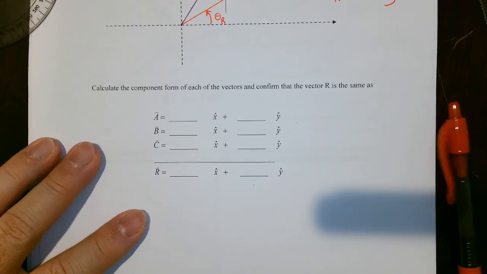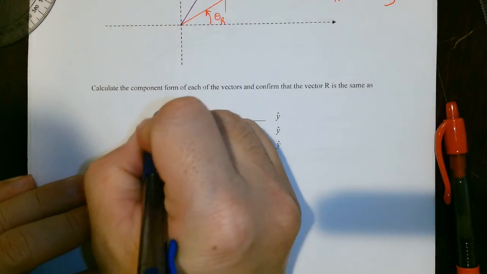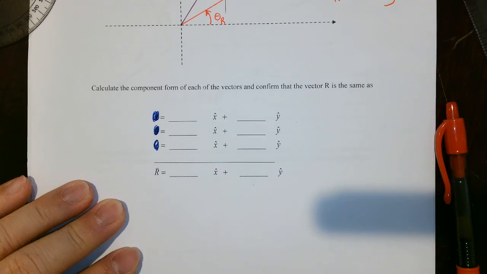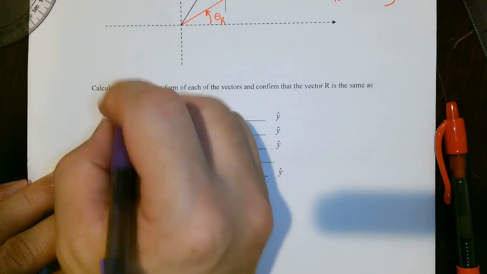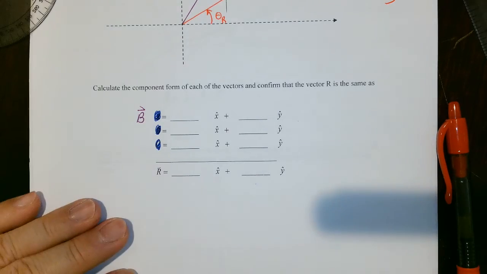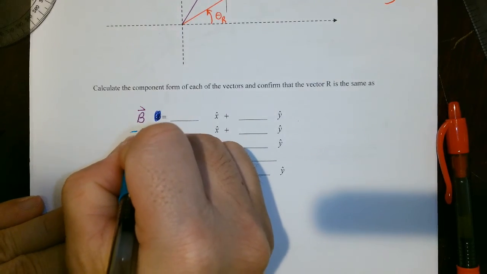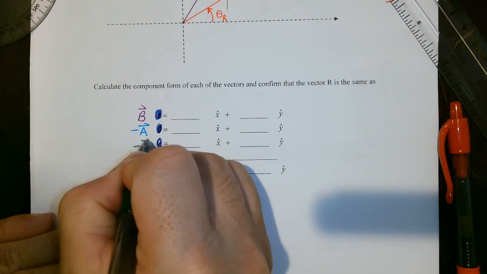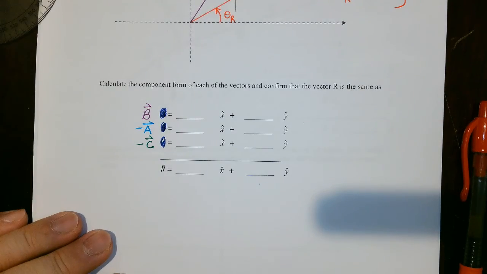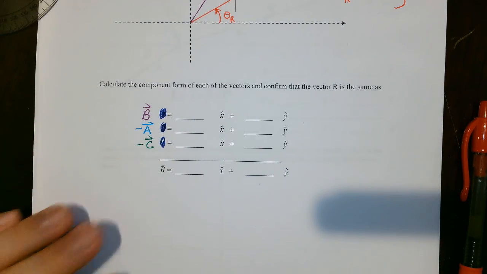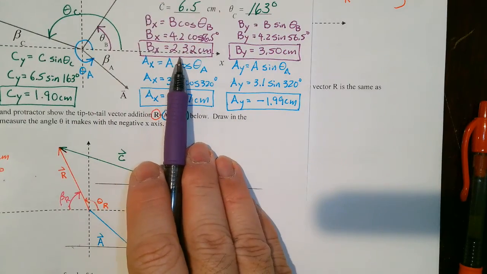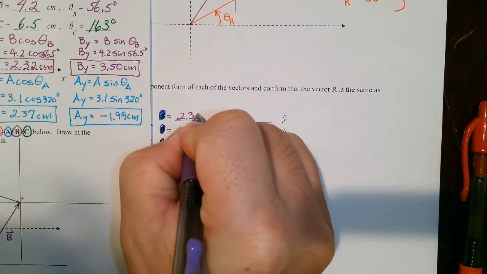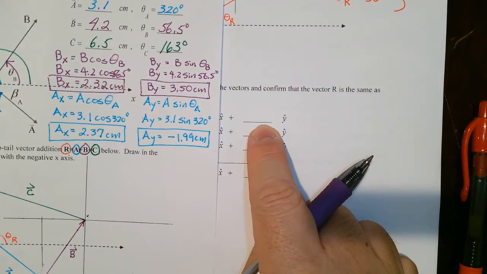Now here, what I'm going to do is blacken out these. And then I'm going to write down B first. And then I'm going to say minus A. And then minus C for my third vector. So my B vector, we said it was 2.32 for the x, and 3.5 for the y.